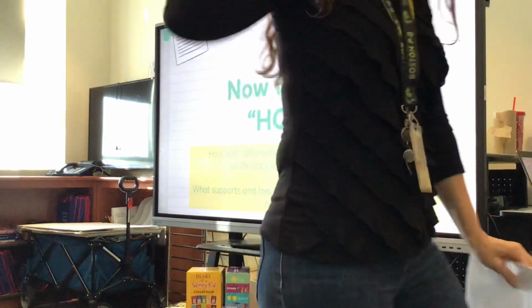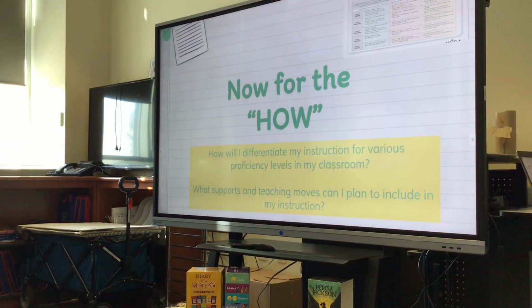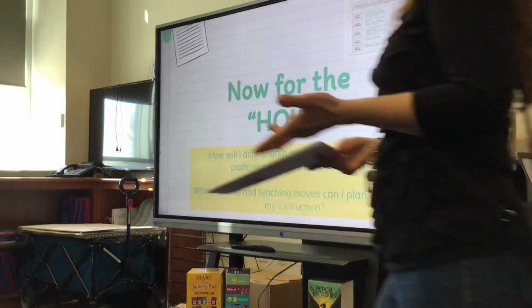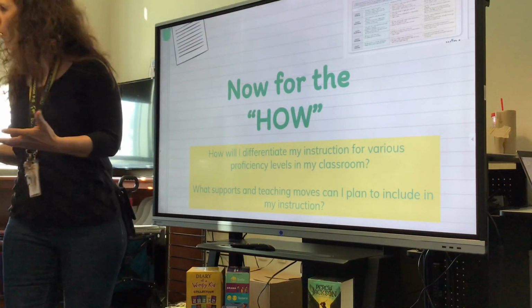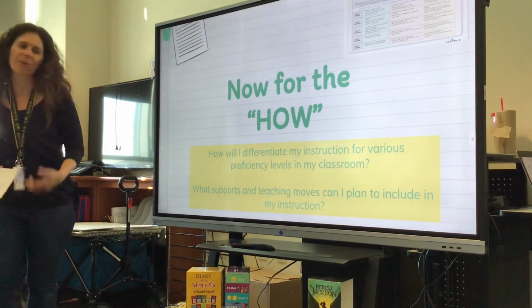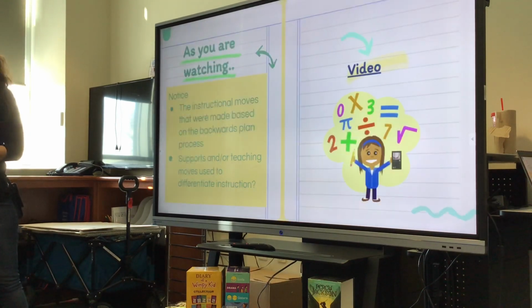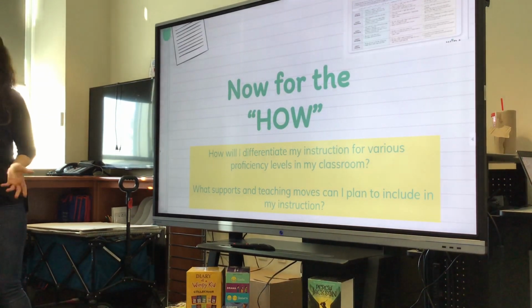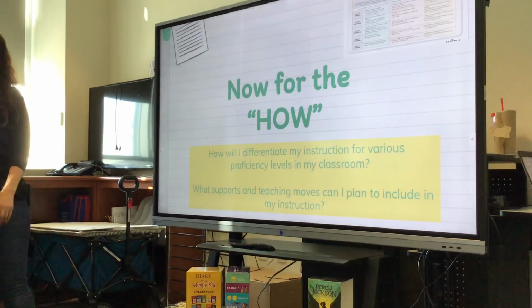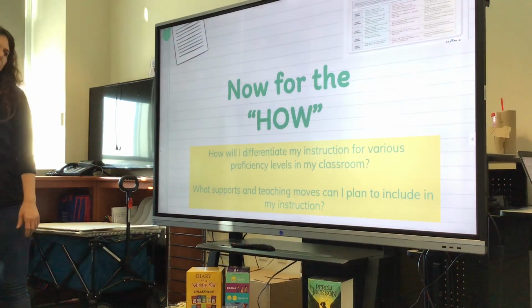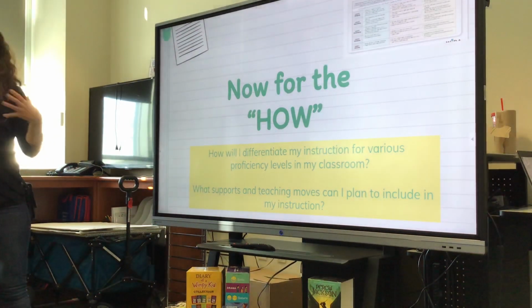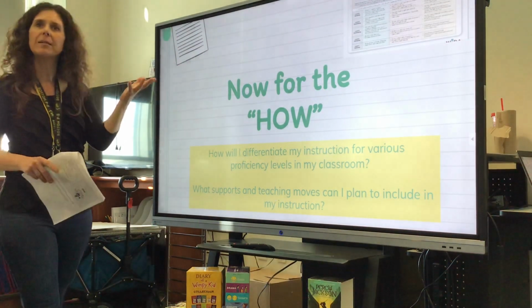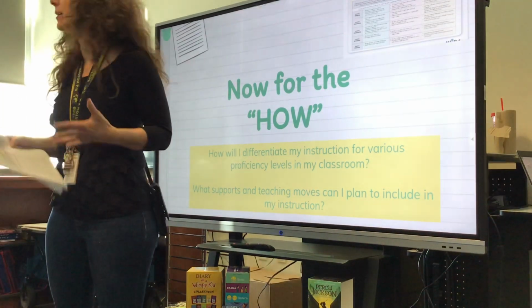So, speaking of which, you will fully appreciate seeing your 7th graders back in the day when they were 5th graders with Emily Grangs. As promised in the teaser about the video, we want to start to bring back some authentic in the classroom work to start to see how all of this is in action when you put it together in the classroom. So how will I differentiate my instruction for various proficiency levels in my classroom? And what supports and teaching moves can I plan to include in my instruction? So we're finally bridging the two things, the what, and now how does this look in a classroom?